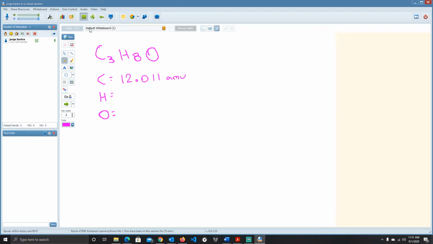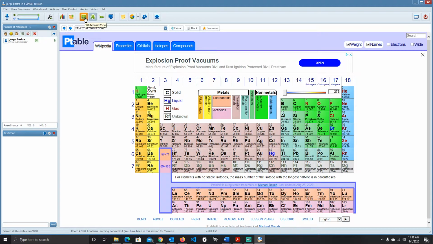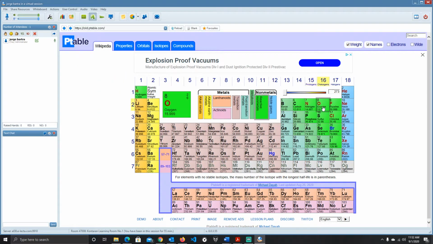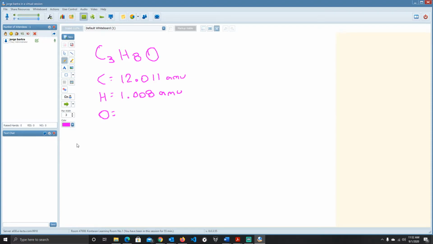And then we look up hydrogen. We have 1.008. So we write here 1.008 AMU, which stands, by the way, for atomic mass unit. And then oxygen, we look up here. We have 15.999. So we write here 15.999 AMU.